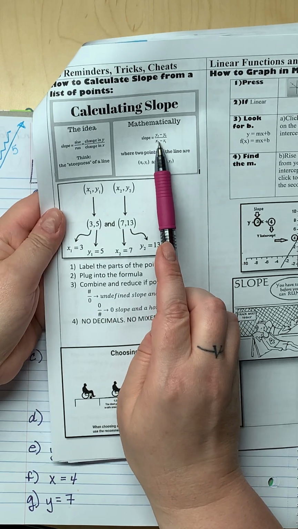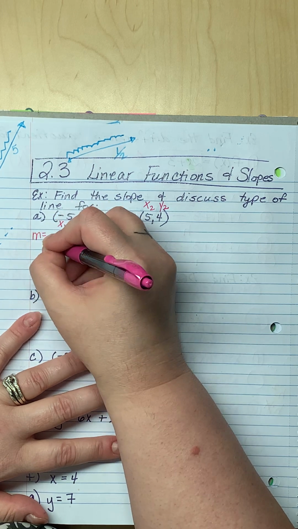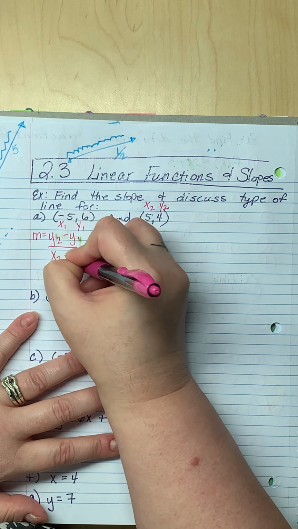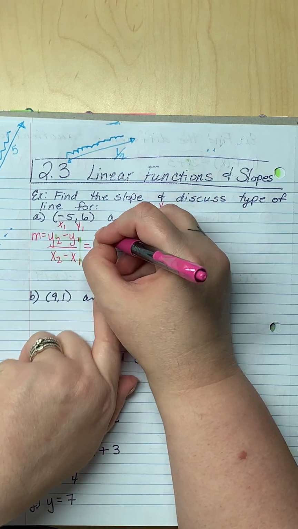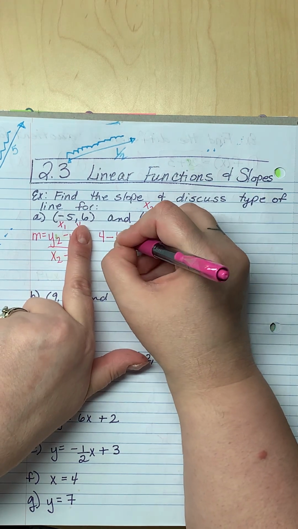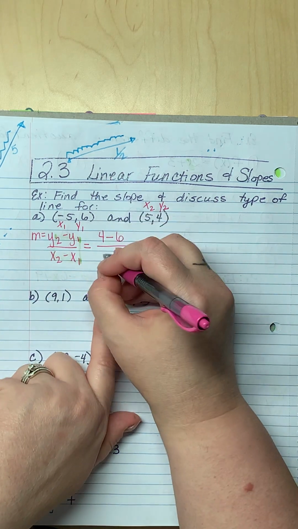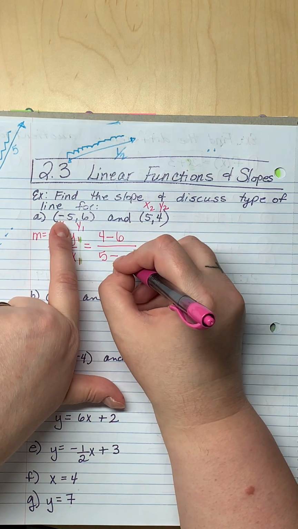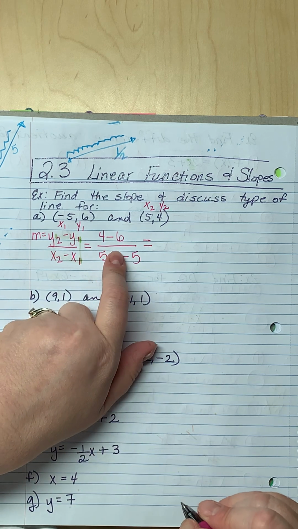Okay, the second step says plug it into the formula. Here's the formula: y2 minus y1 all over x2 minus x1. So let's plug in our numbers. Our y2 is over here, it's a 4. 4, subtract sign, y1, which is a 6. 6, all over x2, which is a 5. 5, subtract sign, x1, -5. Oh, awkward. Okay. Then we do math.